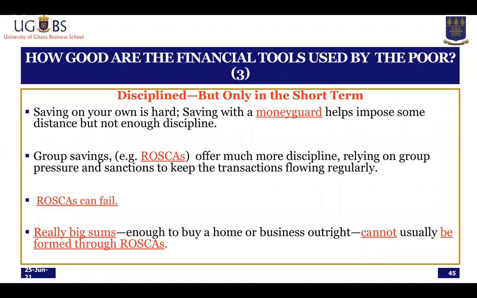when it comes to discipline, saving on your own can be hard. Saving with a money guard helps to impose some distance, but not enough discipline. So these money guards are people who may live a bit away from you, that keep the money so that it's not like you have easy access. Group savings like Roscas offer much more discipline because you're relying on group pressure and sanctions to keep the transaction flowing regularly. But Roscas can fail, which I've already mentioned. Sometimes one person takes the money and then they leave. And so the integrity aspect of it is a concern.